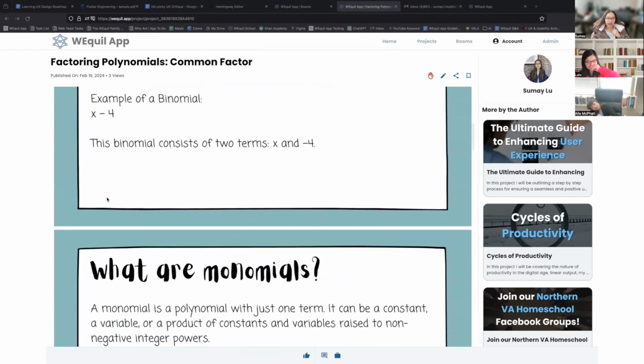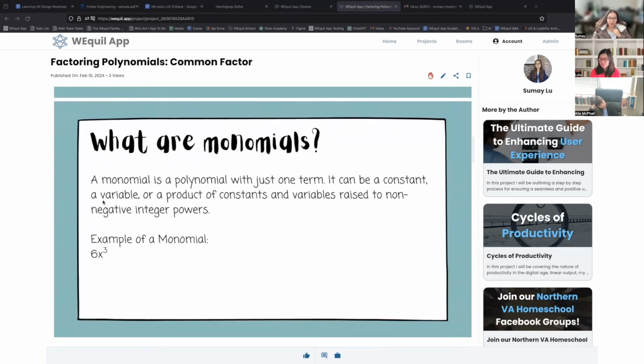All right, and lastly, monomials. A monomial is a polynomial with just 1 term. It can be a constant, a variable, or a product of constants and variables raised to a non-negative integer power. So this is just an example of a monomial. As you can see, there's only 1 term.